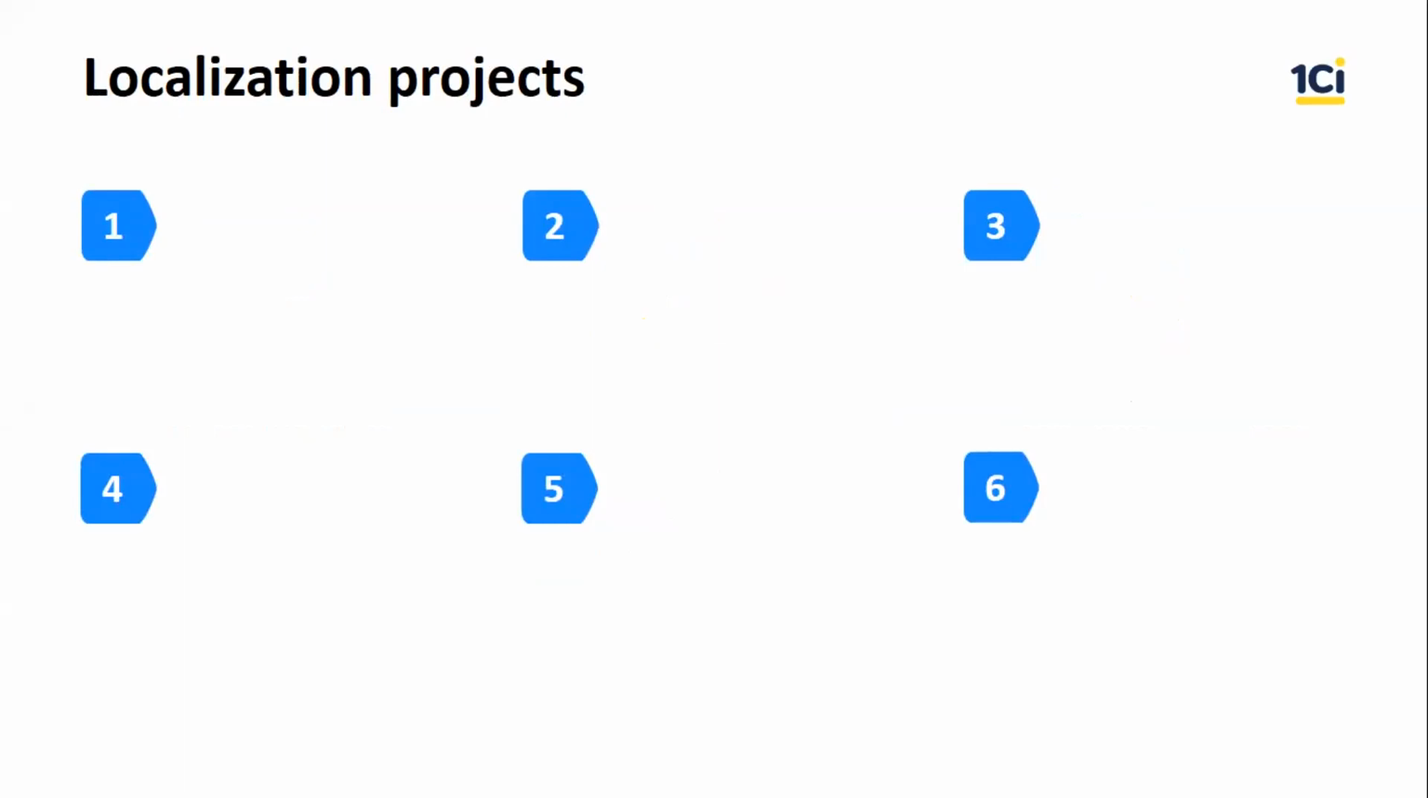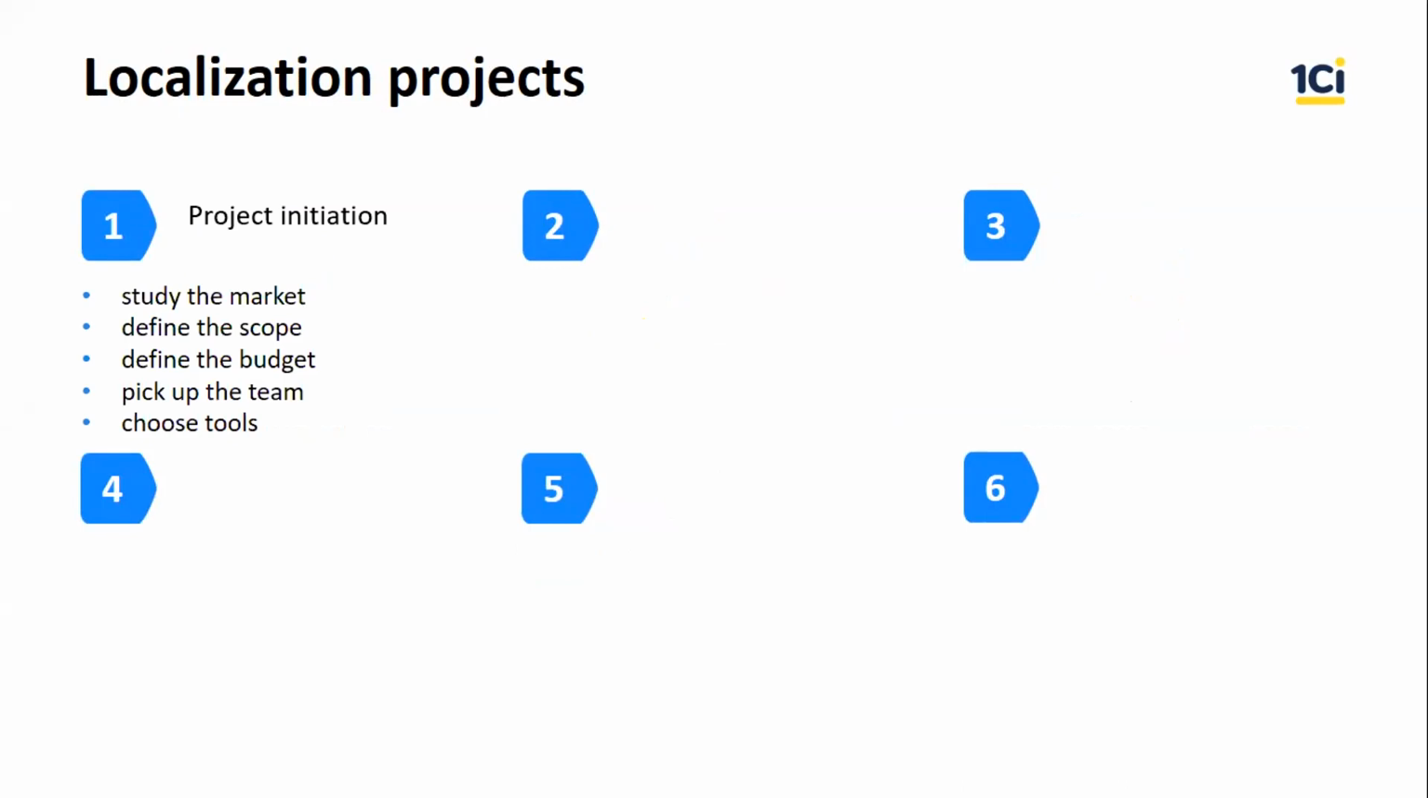Let's speak about the localization project. It has the following steps. Project initiation. At this step, we study the market, understand and justify the need to translate the product in a given language. This is very important, as sometimes in some countries we do not really need to translate the interface, and the users in some countries can use the English interface, for example.